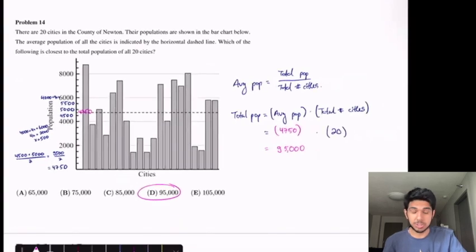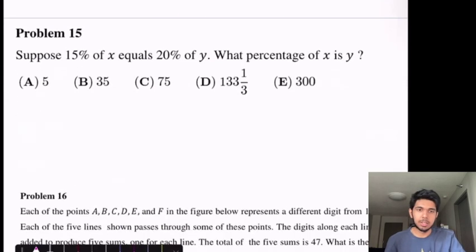Let's move on to question 15. All right, so this one says, suppose 15% of x equals 20% of y. What percentage of x is y? I remember when I learned about percentages many years back, there were some tricks to be aware of.